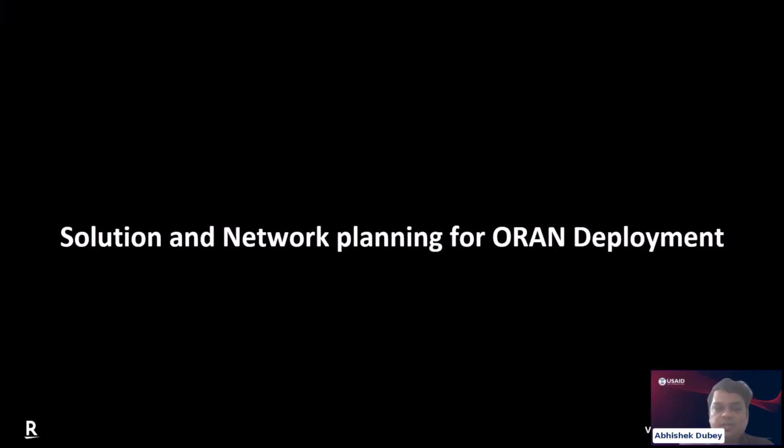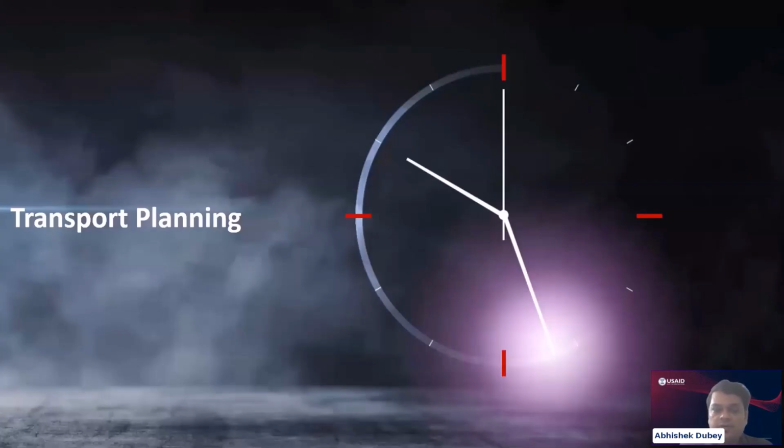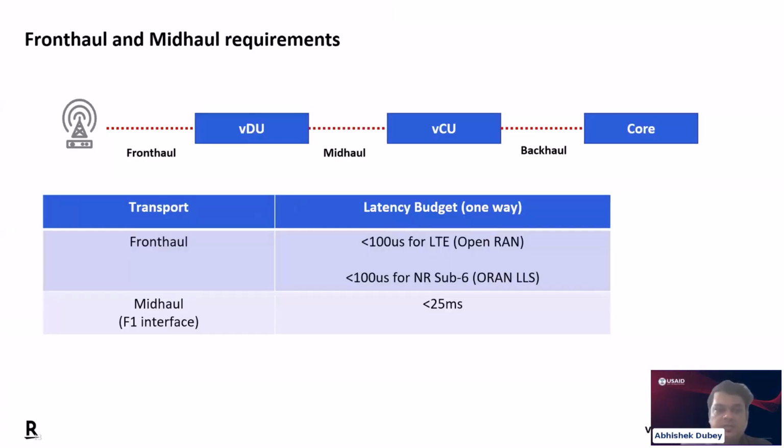Now let's see. As I told you in the introduction slide, especially for ORAN deployment, there are certain things which you need to follow. So we are going to see them one by one. First, we'll start with the transport, because transport is the first thing which you need to plan. So the first thing is your mid haul and front haul requirement.